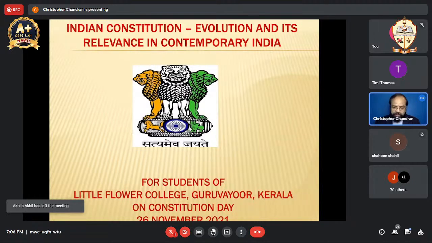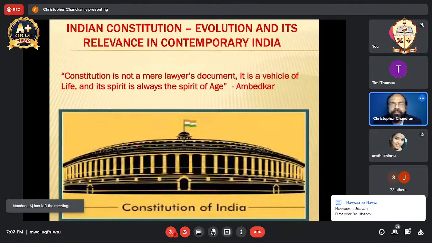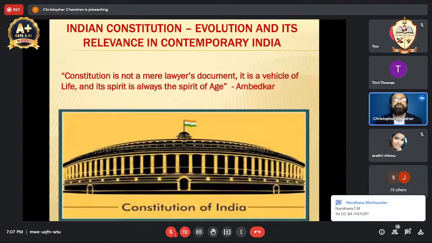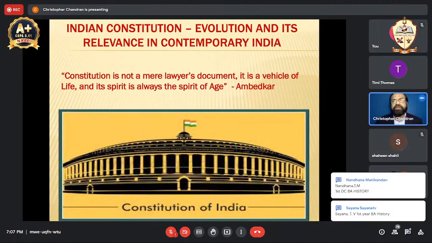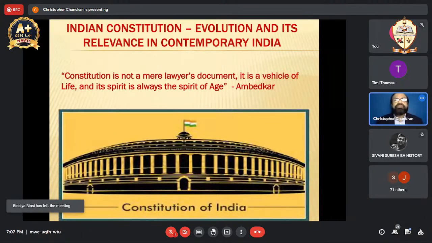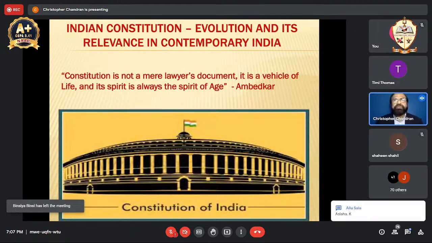Congrats to each one of you. Actually, we should be very happy that we have a constitution. I'm just giving you a small introduction. All of us know that if we talk about the Indian constitution, we have to link it to Ambedkar. Most of you have read it already. What Ambedkar said is that it's a vehicle of life, and its spirit is always the spirit of the age. This is the basis on which I'm going to speak today.